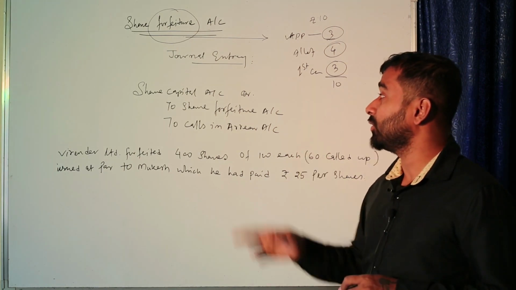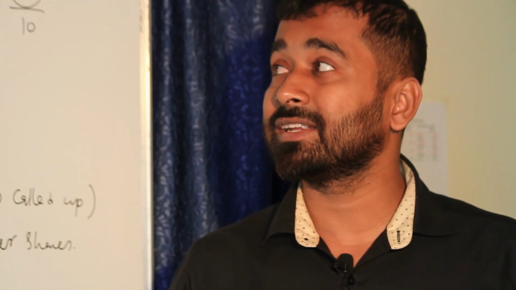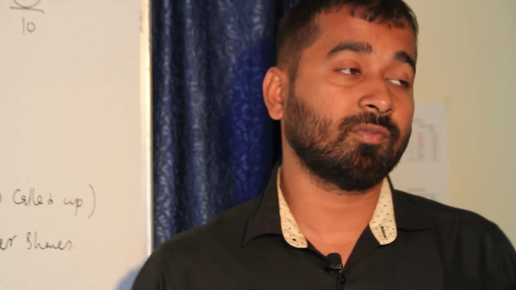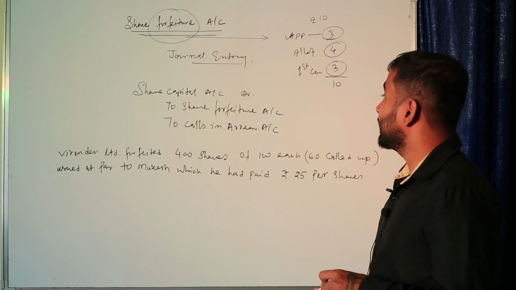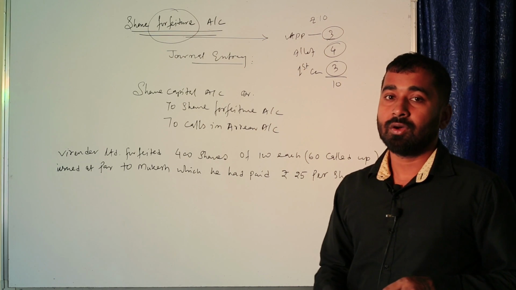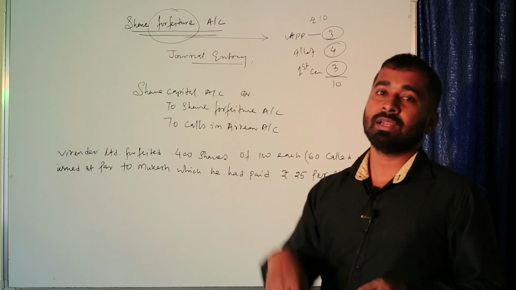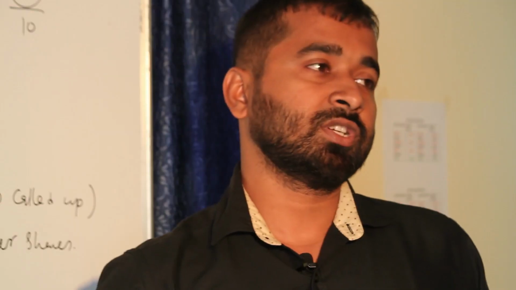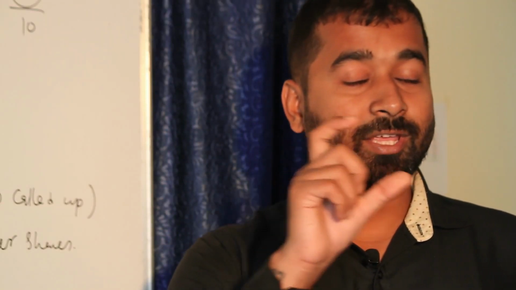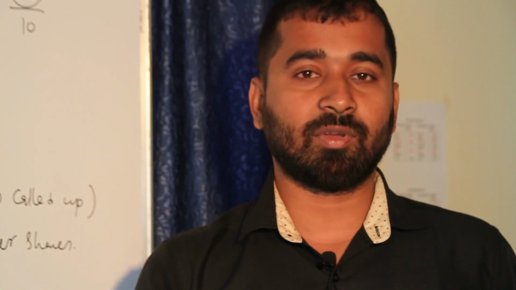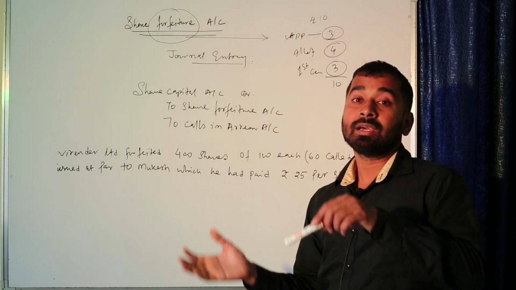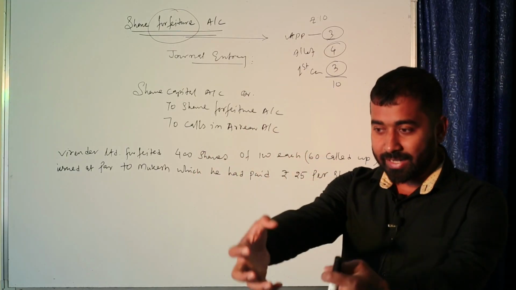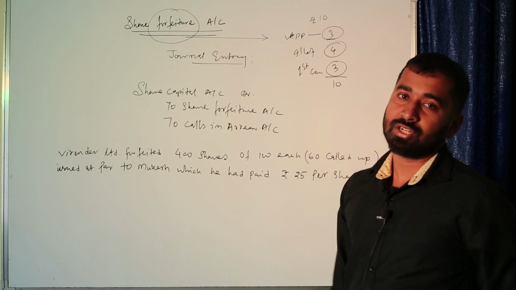Let's see the general entries of the share forfeiture account. Simply, when the company issues shares and receives money, the company transfers all that money to share capital. If that money is transferred to share capital, then when the company cancels those shares, we should get that money back from the share capital.